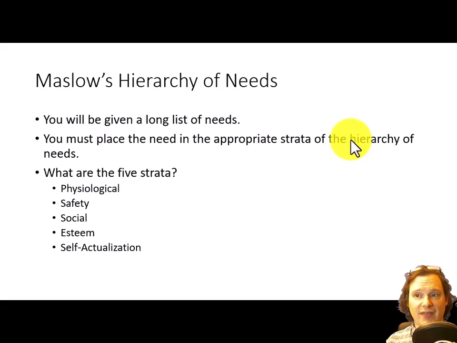Social needs, that is friends and family. There is esteem, that's awards, that's job titles, that's offices with windows, and the appropriate job raises that come with those things. And then there's self-actualization. That's things like working for community organizations, writing books, things of that nature. Stuff that doesn't quite fit into the lower 4 strata. So you'll be given a long list of needs, and you'll have to figure out which need goes in which strata.